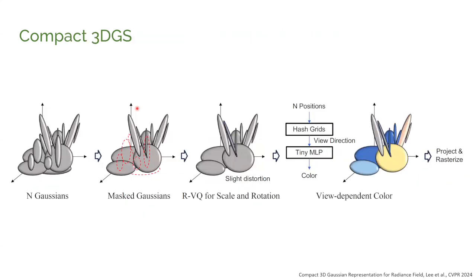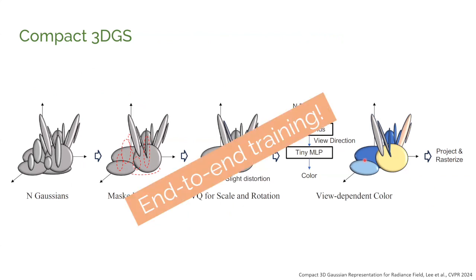So here is the overall pipeline. First, we have 3D Gaussians, and then we remove the Gaussians that are not really necessary and also redundant. We also slightly adjust the Gaussian shape by using residual vector quantization. And finally, we query the color information from the Instant NGP. Then eventually, we have the full representation of 3D Gaussian splatting, and we go through the rendering process. This entire process is end-to-end trainable, and we try to find an optimal representation for compact 3D Gaussian splatting.